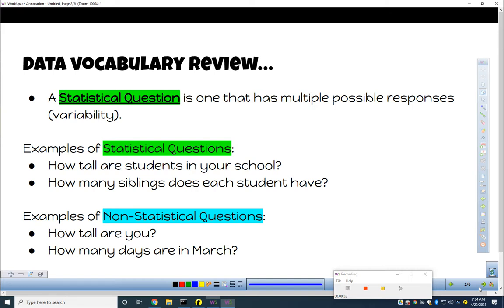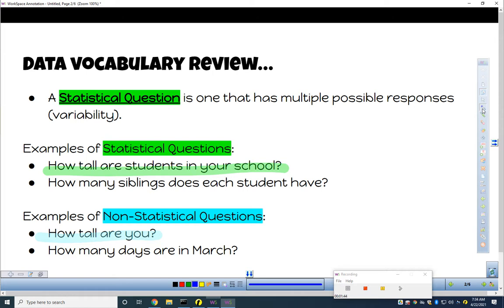If you'll notice these two questions that I'm going to highlight here, one in green and one in blue, both of these questions deal with height. How tall are students? Or how tall are you? Right, what is the difference between these questions? When I'm asking how tall are students in your school, there are lots of students in a school and not everybody is the same height. So you would get multiple answers. Lots of different answers, right?